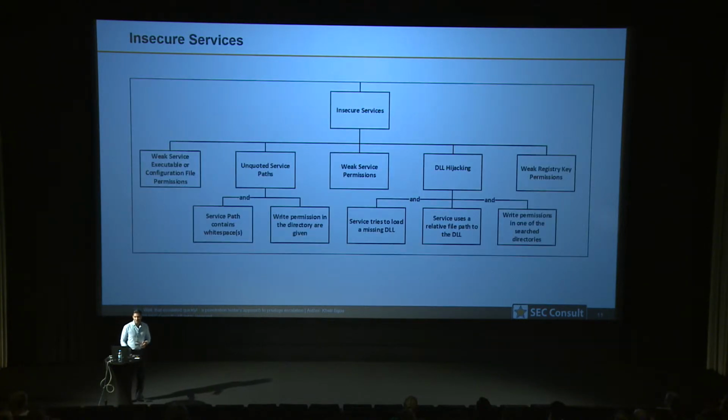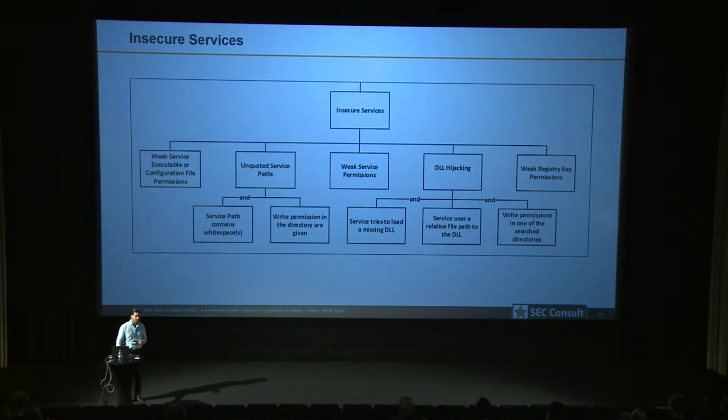So the first one is insecure services. As you can see, if we want to attack insecure services, we have 5 different possibilities. We could first of all search for a weak service executable or configuration file. We could search for unquoted service paths, which we will talk about shortly. We could have weak service permissions. We could execute a DLL hijacking attack, or we have weak registry key permissions. And every attack may have other requirements or constraints. So this is what an attack tree is used for, to facilitate and give a good overview of different attacks.